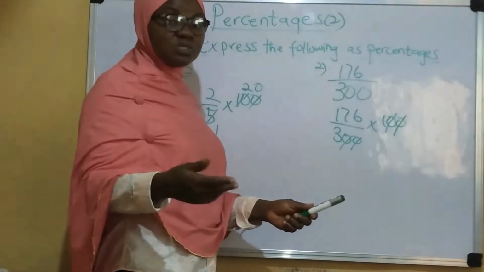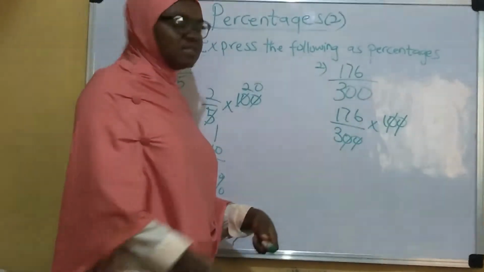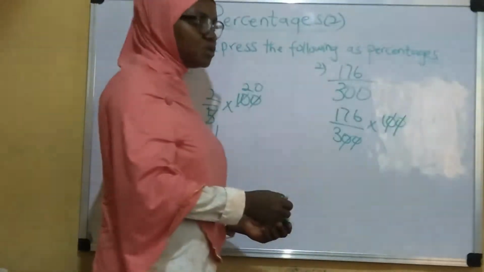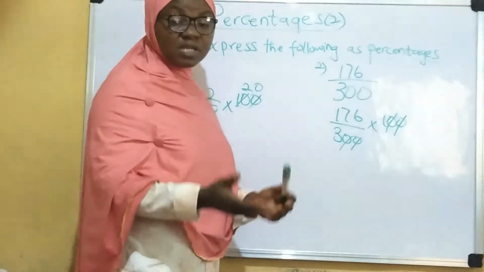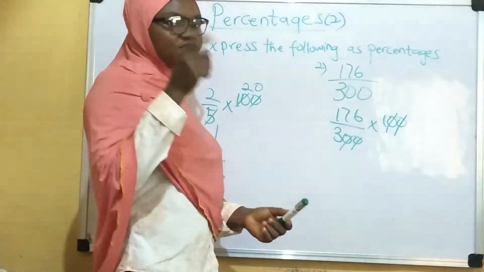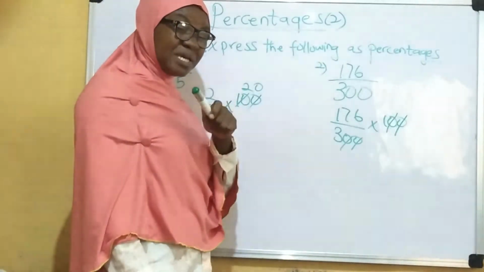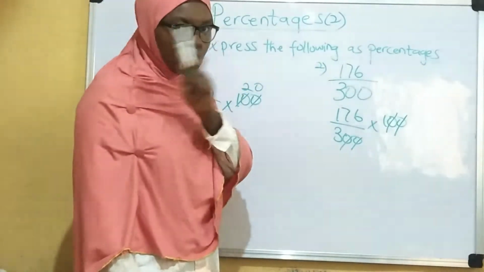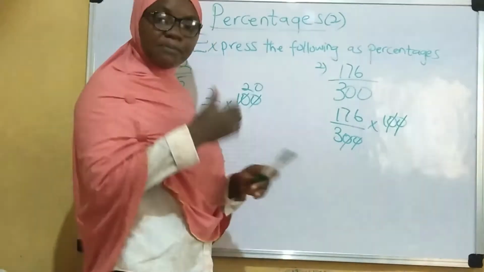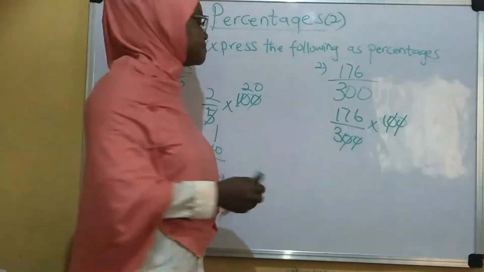Now you may want to check to see if this 3 is going to divide this 176. Now 3 in 17 will give me 5, because 3 times 5 is 15. So I'll be left with 2. Now that's what, if I place it beside this 6, it becomes 26. Can 3 divide 26 successfully? No, it cannot. So that means I'm going to have a mixed fraction, so to speak.